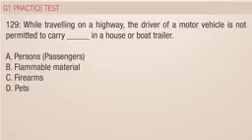Question 129. While travelling on a highway, the driver of a motor vehicle is not permitted to carry, fill in the blank, in a house or boat trailer. A. Persons, passengers. B. Flammable material. C. Firearms. D. Pets. Answer A. You may not carry any person in any trailer including a house or boat trailer when it is being towed.